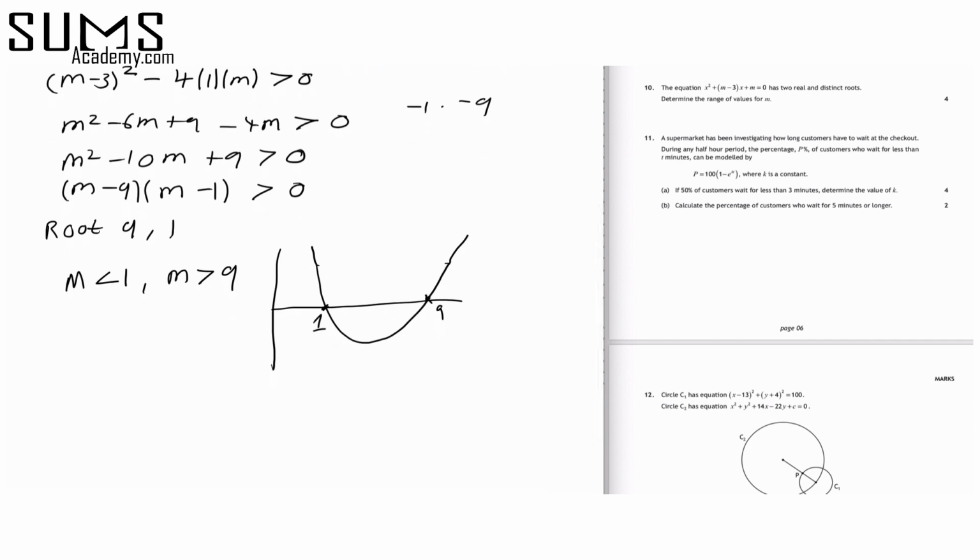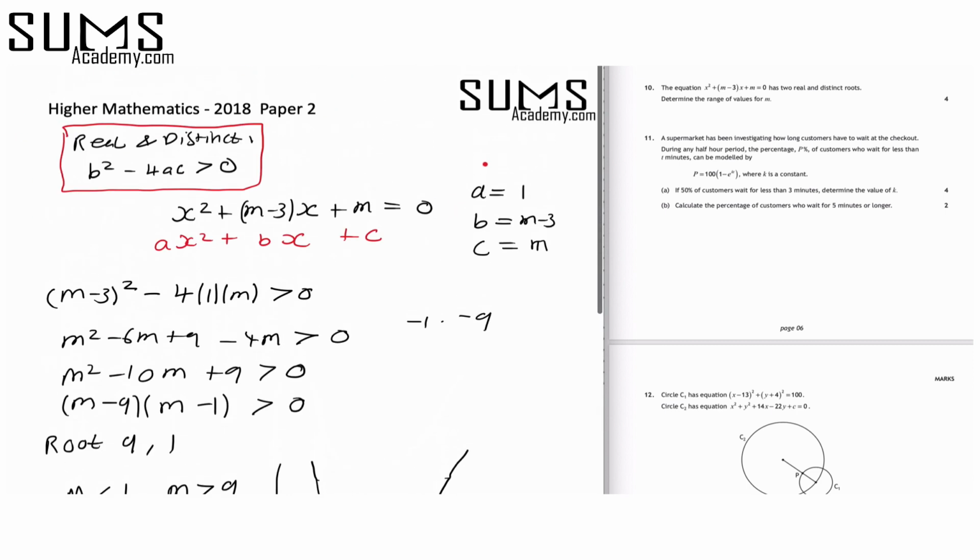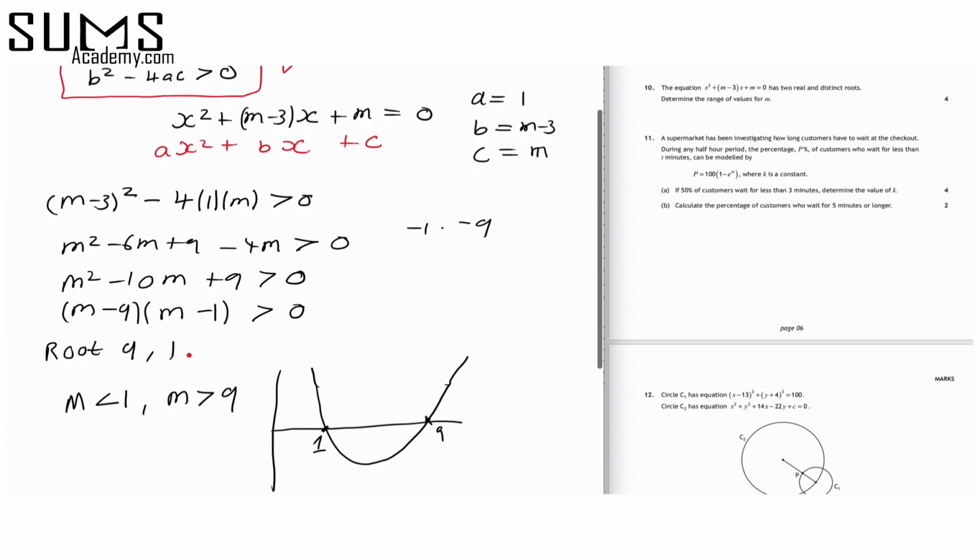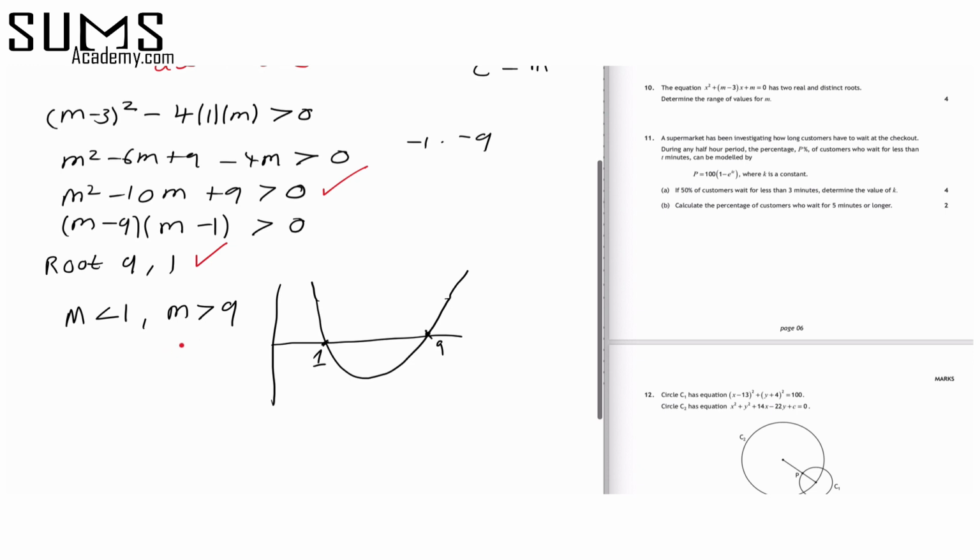Okay, so where do you get the marks for this question? Well, you get a mark for using the discriminant here. You get a mark for finding the roots here, and you get a mark for applying the condition that your quadratic expression needs to be greater than 0, and you also get a mark for determining the range and also including that with a sketch.